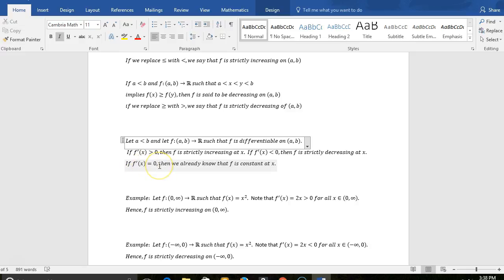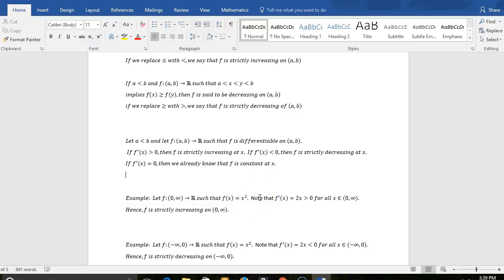F prime of x equals 0, we already know f is constant at x. So there's that. Now, example, let f be a function from the open interval 0 to infinity into R such that f of x equals x squared. That's the classic parabola.